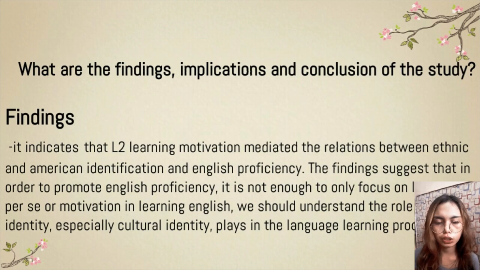So the fourth question, what are the findings, implications, and conclusions of the study? So the findings indicate that L2 learning motivation mediated the relations between ethnic and American identification and English proficiency. The findings suggest that in order to promote English proficiency, it is not enough to only focus on language per se or motivation in learning English. We should understand the role that identity, especially cultural identity, plays in the language learning process.